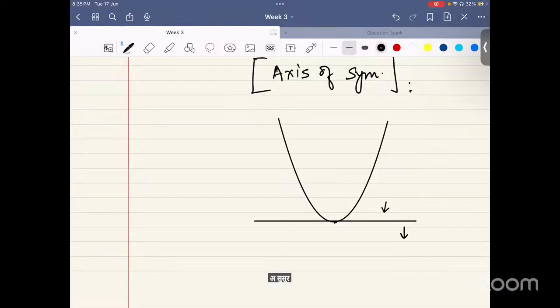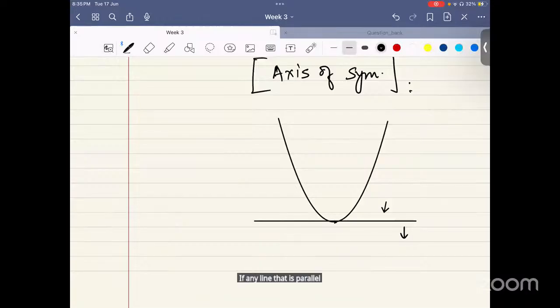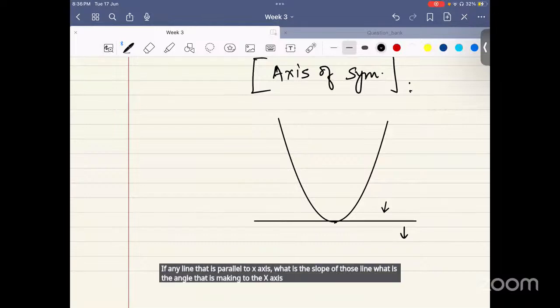Slope like dy by dx or m, which represents slope basically. Correct. So this slope, what do you think? This line will be parallel to the x-axis. Correct. If any line is parallel to the x-axis, what is the slope of those lines? What is the angle that it is making to the x-axis? Angle should be 0.